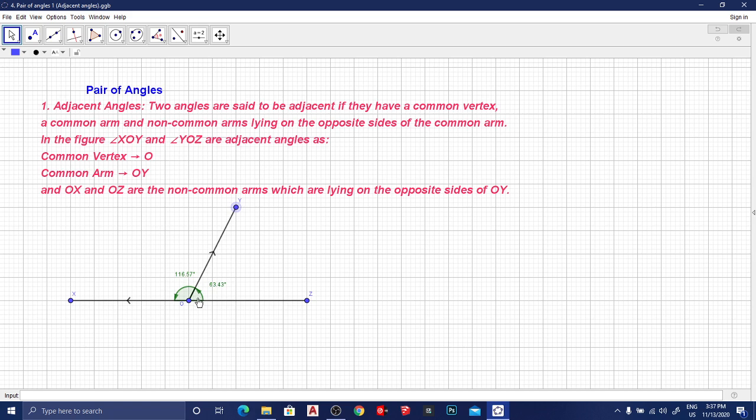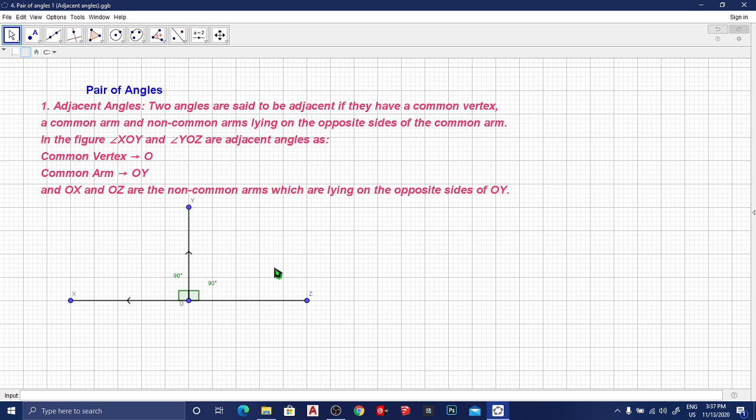These two angles are also called adjacent angles, because they have a common vertex and a common arm, and the two non-common arms are lying opposite to each other. And these two angles are also adjacent angles, because all these angles have a common vertex and a common arm, and non-common arms are lying opposite to the common arm, like this. So this is the definition for adjacent angles.